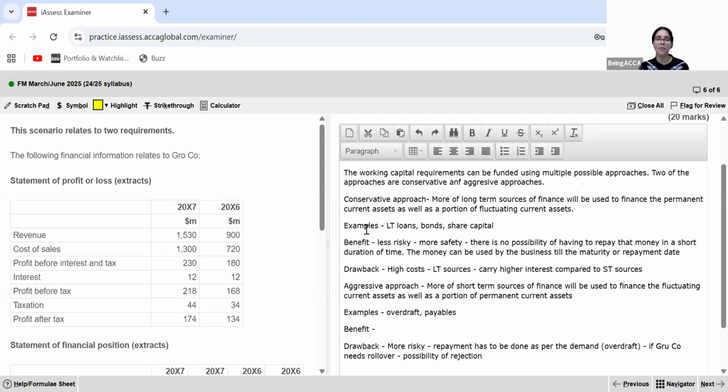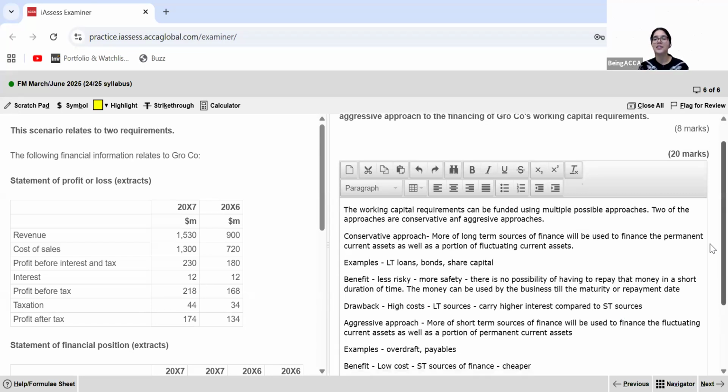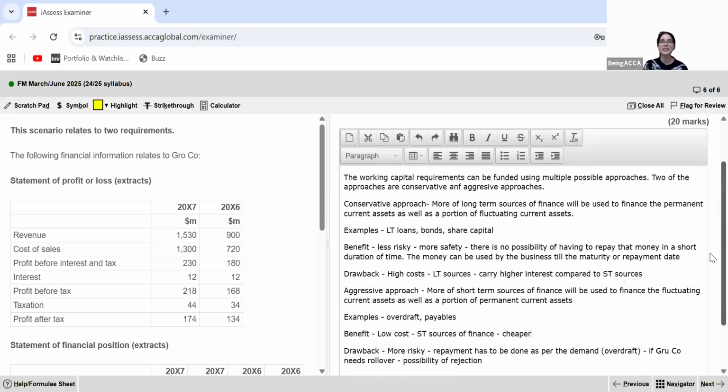And whatever was the drawback with the conservative approach, that exact thing will be the benefit with the aggressive approach. The benefit in this case will be that it is going to cost you low because the short-term sources of finance are cheaper. Here we are using more short-term sources of finance, so we will be able to save on our costs. So the benefit is that it will be cheaper for the business, but the drawback is that it will be more risky for the business. So this is how we will frame our answer for this 8 marks of requirement. And with this, we are done with the practice of Gru company.